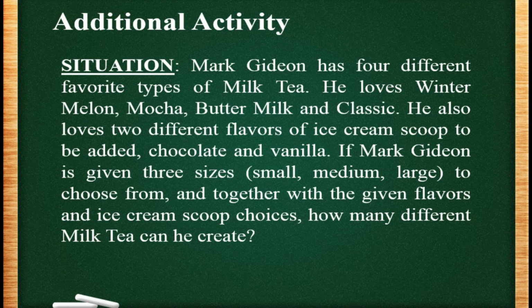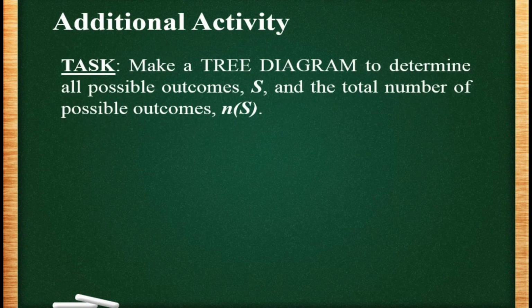So to answer that, this is your task. Make a tree diagram to determine all possible outcomes, the S, which you're going to list down, and the total number of possible outcomes. This should not be hard because we have been doing some that are similar to this problem. So good luck, and hopefully you can come up with all the possible outcomes.